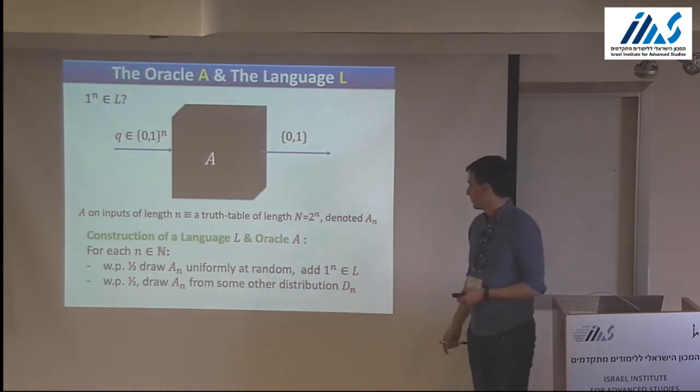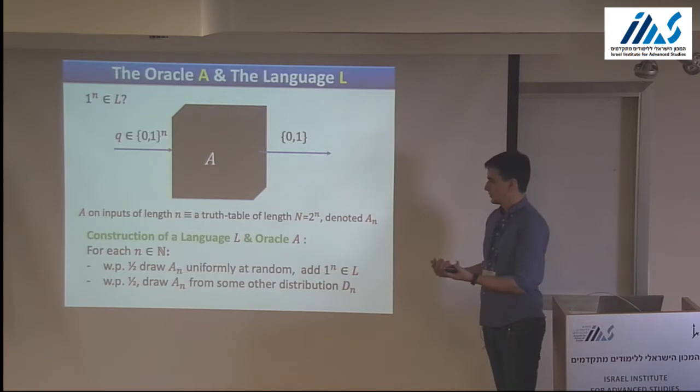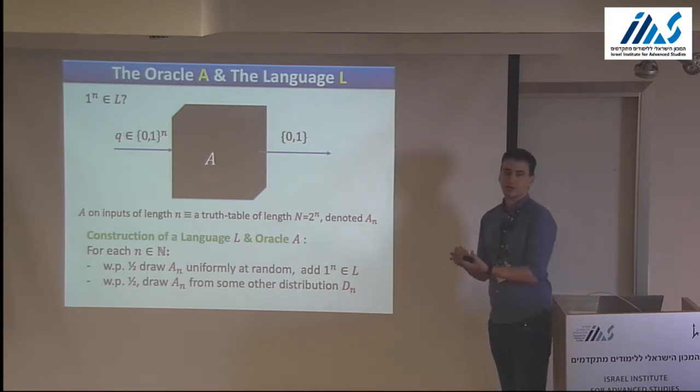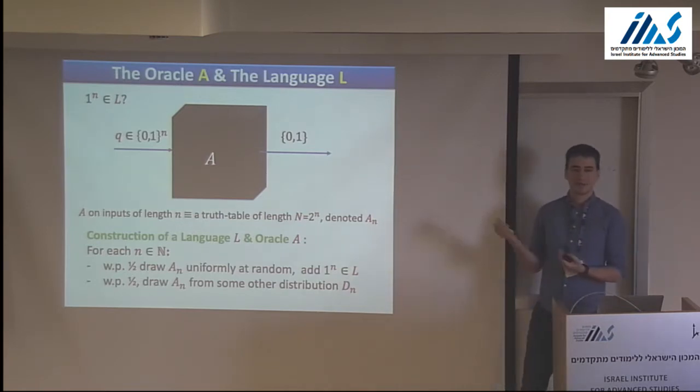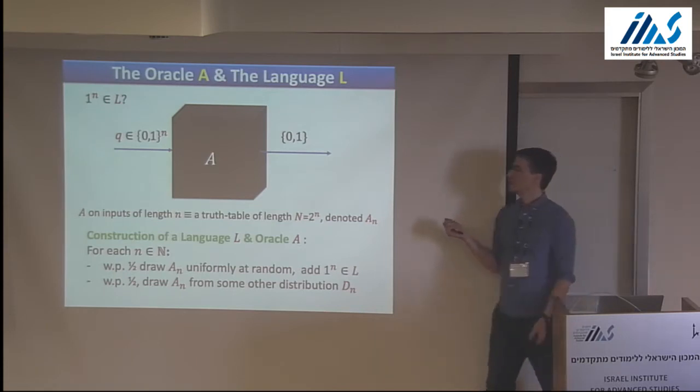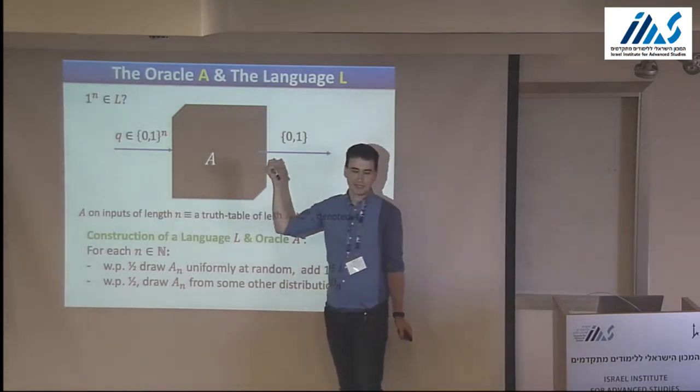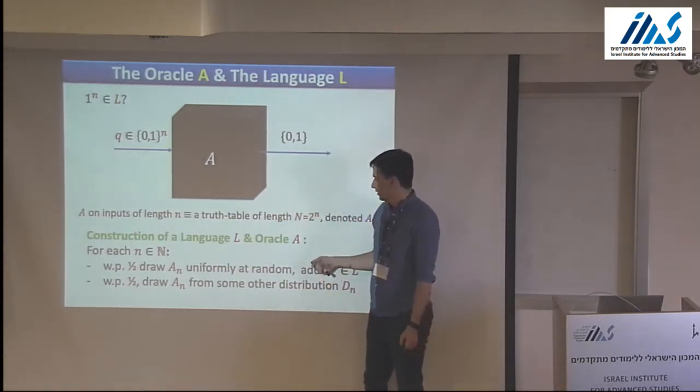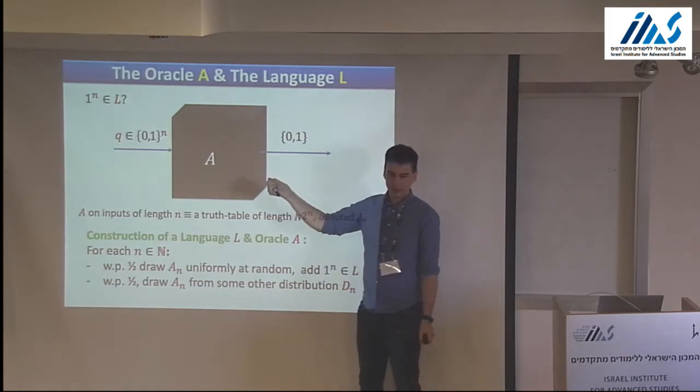Now, okay, so this is the construction. So we constructed both the oracle and the language. Why can a quantum algorithm decide this language? You get 1 to the n, and you need to decide is it in the language or not. Recall you have access to the oracle.